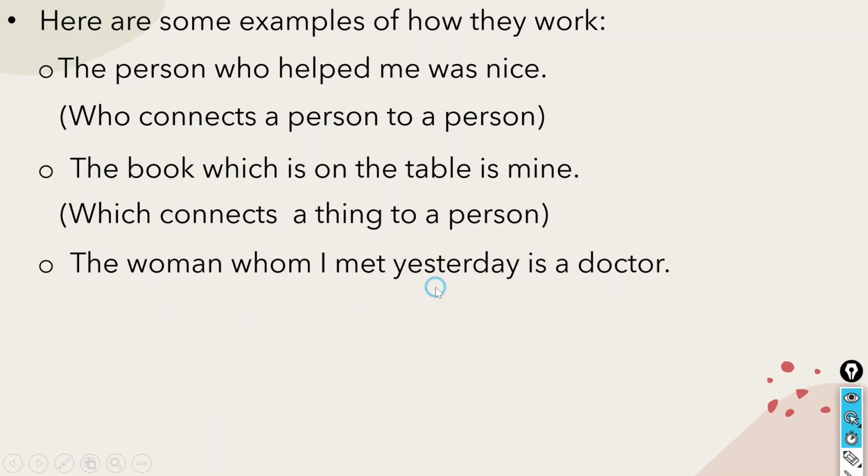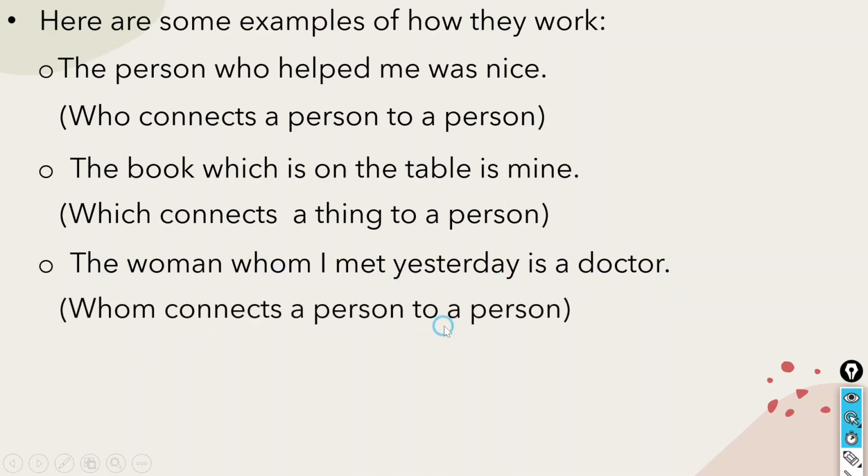Then the woman whom I met yesterday is a doctor. You have seen the woman whom I met yesterday is a doctor. So whom here becomes the personal relative pronoun, which is connecting the woman to a doctor. You cannot say the woman which I met yesterday is a doctor. That would be wrong, because which is for non-personal relative pronouns. Though in our day-to-day English we commonly make those mistakes. The woman whom I met yesterday is a doctor. That is wrong. That is correct. The woman whom I met yesterday is a doctor. So whom connects a person to a person.